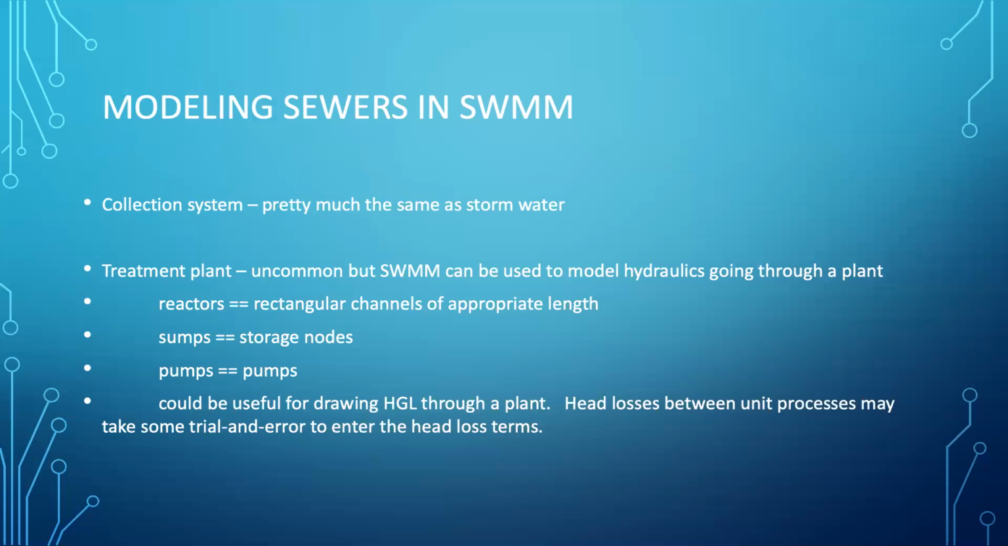Although generally what's done is the head losses between unit processes are looked up in a design book and used to get total head loss to the plant, and that's how that's done. We just get the head loss coming into and leaving a plant. But occasionally there's cause to want to be able to look at that at different flow rates, and SWM is probably as good a tool as any to do that.